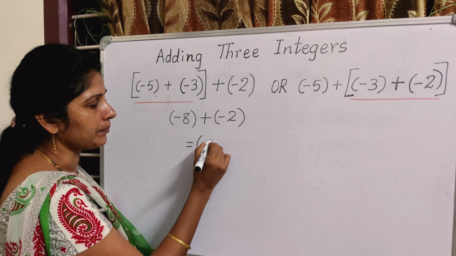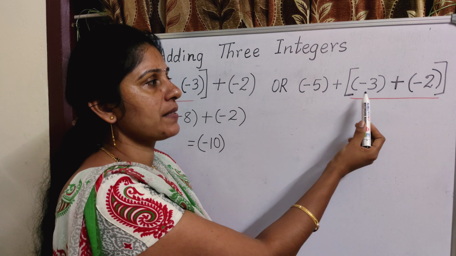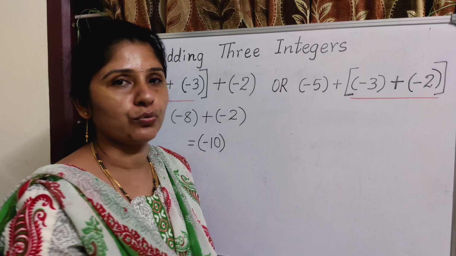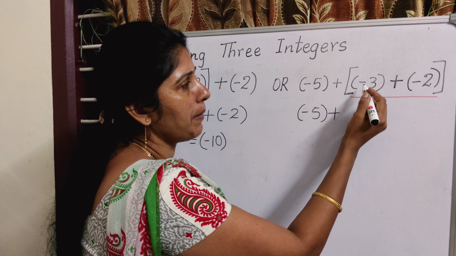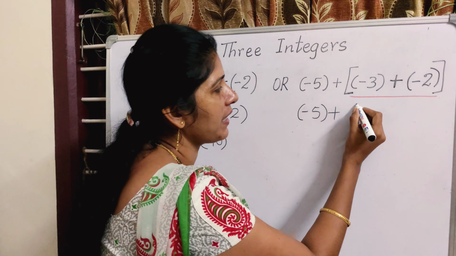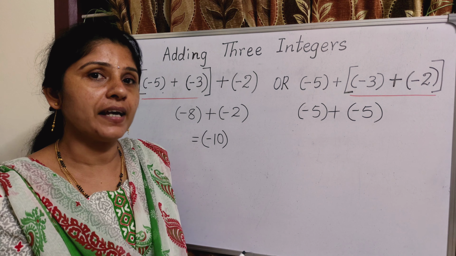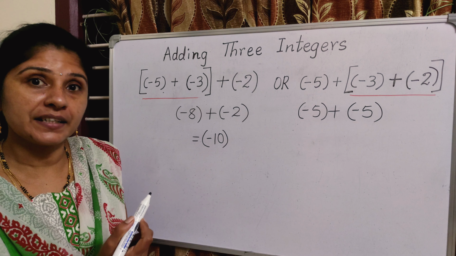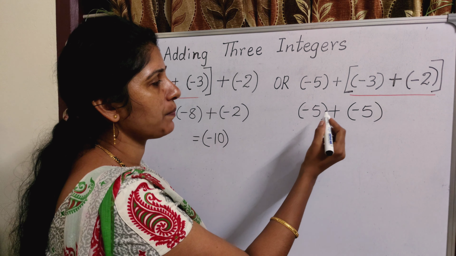Now let us solve the right hand side. Minus 5 plus (minus 3 plus minus 2). First let us add minus 3 plus minus 2. So write the first number as it is. Minus 5 plus (minus 3 plus minus 2) is equal to minus 5 plus minus 5. Both the integers are negative integers, so add them and keep the same sign in the answer. Minus 5 plus minus 5 is equal to minus 10.